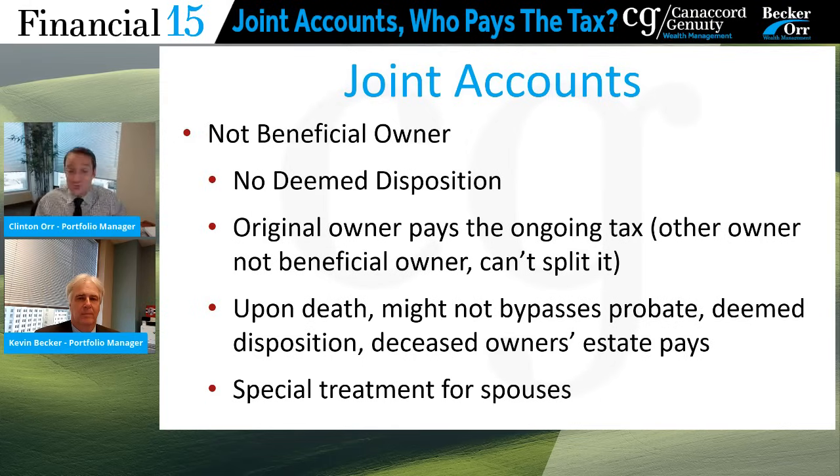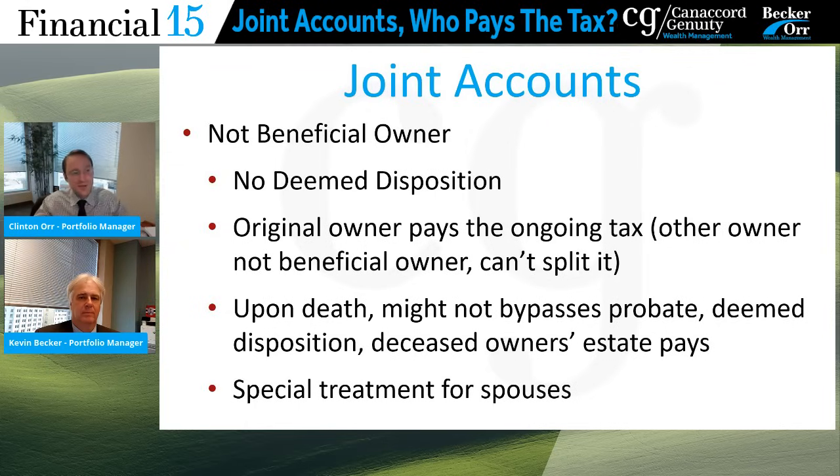So at that point, there's no deemed disposition because all the assets still belong to the parent. The child does not get ownership in a chunk of the assets. But that means the original owner, in our example, the parent, has to pay all the tax going forward. So they can't split the income because the child's not a beneficial owner. They've got to claim all the tax.